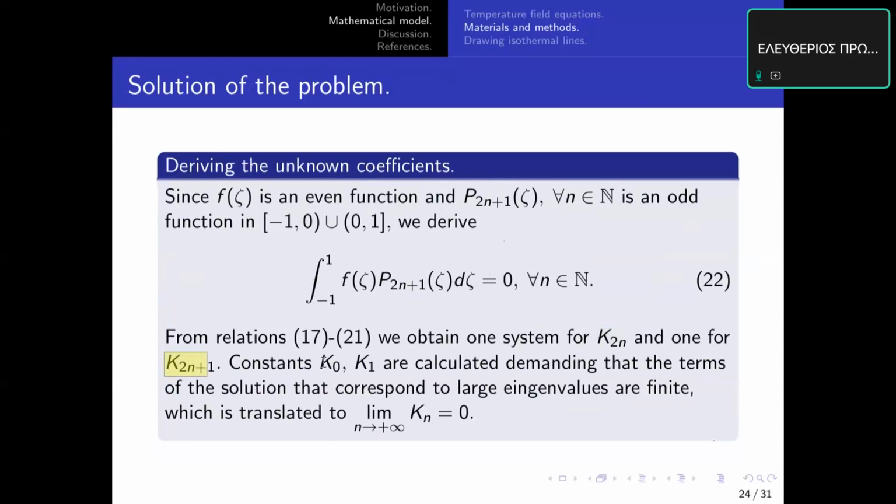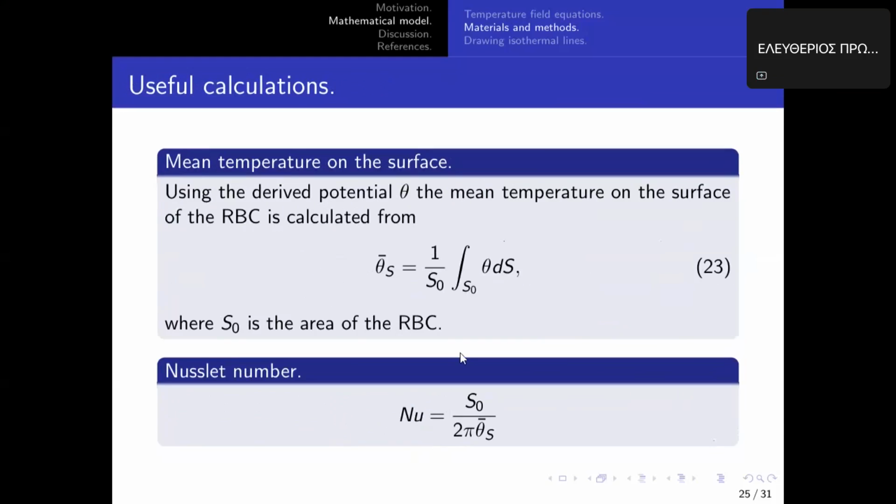And we have to derive the constants k0 and k1 when we use the cutoff technique in order to calculate such coefficients. The condition that we take is that the limit of this constant tends to 0 when n tends to infinity. Having derived this temperature, we can have the mean temperature on the surface, which is derived through the surface integral of the temperature function, divided by the area of the red blood cell. We can also have the Nusselt number, which is the fraction of the area of the red blood cell over the product of 2 pi and the mean temperature.